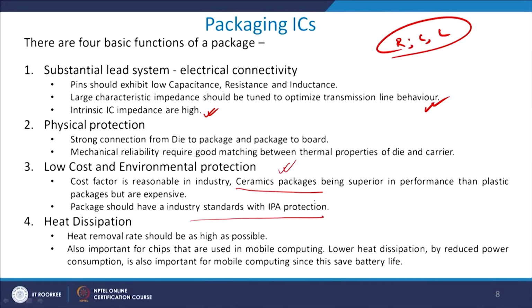With IC protection, typically you should be protected from electrical surges and so on. What is heat dissipation? Heat removal should be as good as possible. So, you should have good heat sinks, and you can also do it by reducing the power consumption, and generally we use mobile computing for saving power nowadays, right, and packages help you to reduce the power drastically.